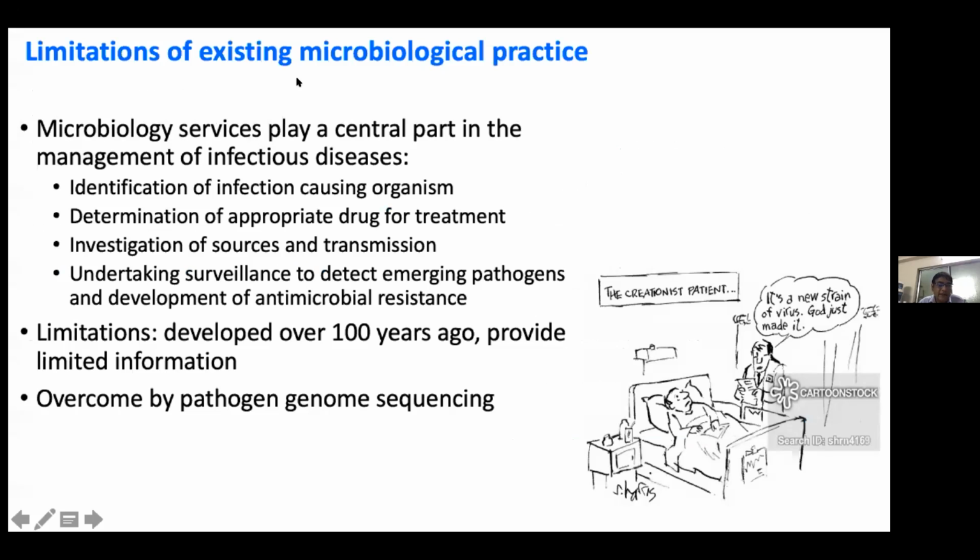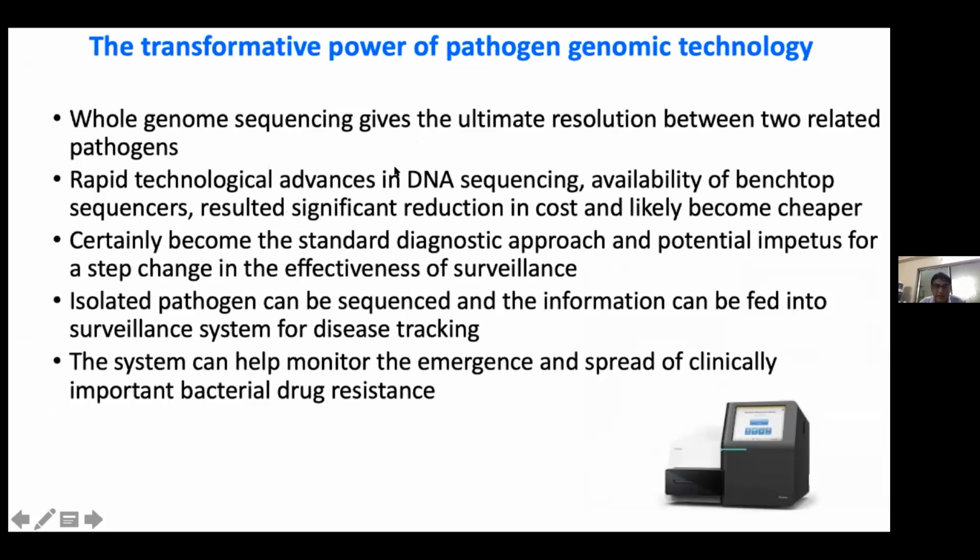As we said, in developing countries, one of the problems is the limitations of existing microbiological practices. Although microbiology is very useful, sometimes it takes 48 or 72 hours, and for TB, where you don't have the GeneXpert, you can understand the time taken to culture the organism and find the appropriate antibiotic. But this can be overcome by the recent advent of genome sequencing projects. Whole genome sequencing can give the ultimate resolution between two related pathogens, so you can find which one is pathogen and which one is non-pathogen.